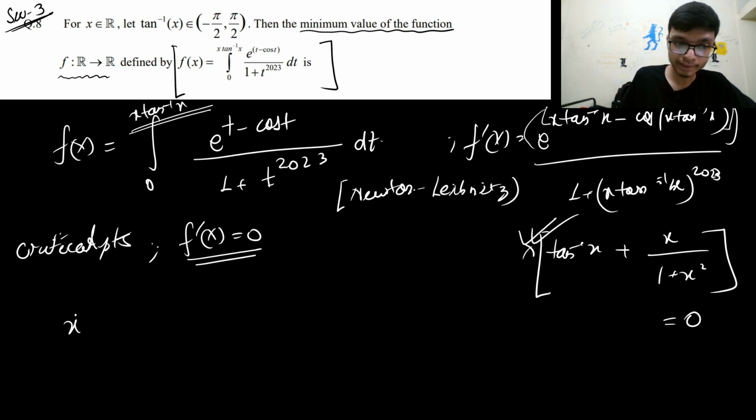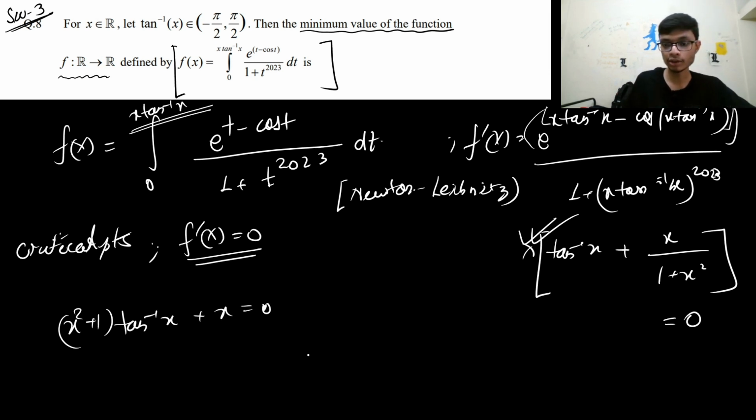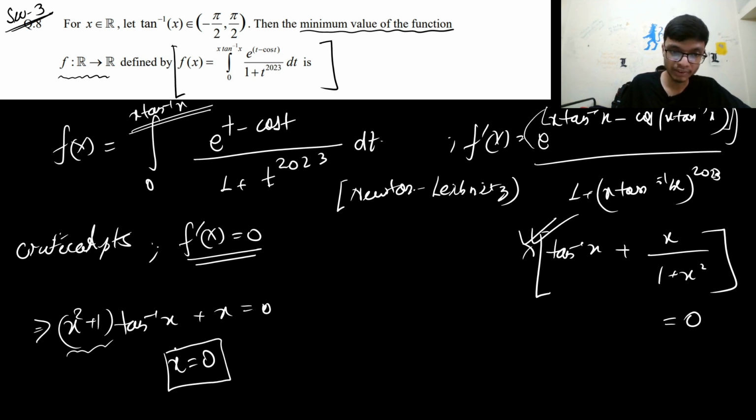Then we get the result as x square plus 1 into tan inverse of x plus x is equal to 0. So this is the condition for f dash of x equal to 0. From here, x square plus 1 is again a positive quantity, so that cannot be 0. So the only thing that is possible in this scenario is when the value of x is equal to 0. That's how you get the result as 0, because tan inverse of x again takes values from minus pi by 2 to pi by 2.